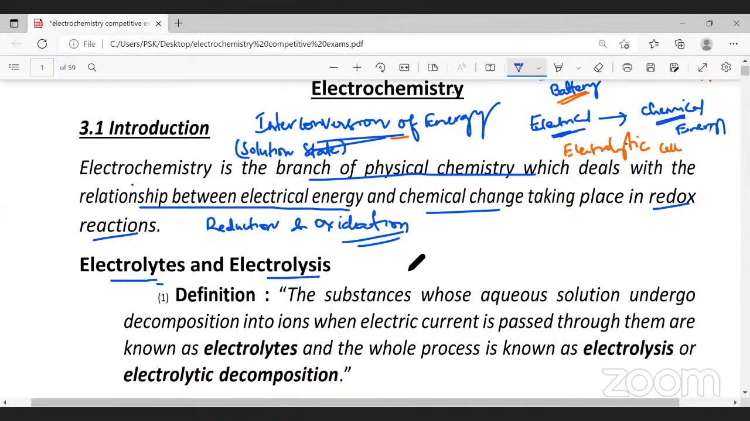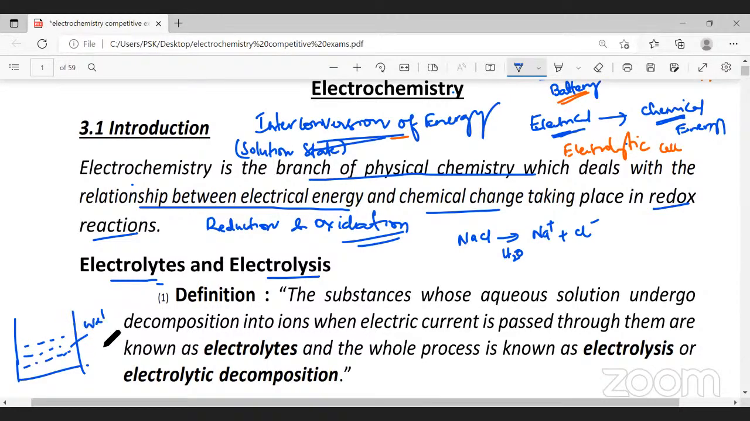Now, what is an electrolyte? For example, if you take sodium chloride in aqueous medium, in water, the sodium chloride will dissociate to form Na plus and Cl minus. Keep this in mind. I will take a beaker with water, and to this water I will add a little sodium chloride. It becomes sodium chloride solution. I have two electrodes, one positive and one negative. We will learn about electrodes a little later. This is connected to a power supply.